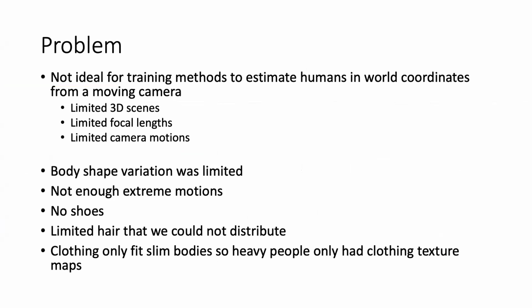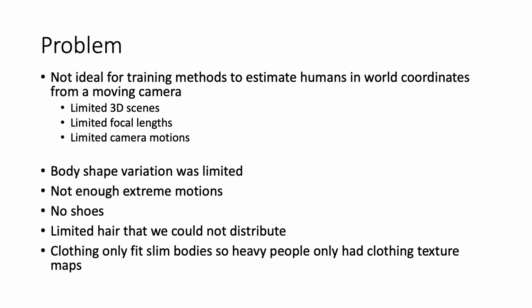But it's not perfect, particularly for this problem we're talking about today, in terms of estimating human pose in world coordinates. It wasn't a perfect dataset. In fact, it has a limited number of 3D scenes and 3D environments, so it's not really a rich 3D structure of the world. It has limited focal lengths, and it also had a fairly limited range of camera motions. In many cases, the camera was static. There were a bunch of other problems with it as well. Body shape variation was very limited. There weren't enough extreme motions. There were no shoes on anybody, limited hair, and we weren't allowed to distribute the hair. With BEDLAM, we distribute everything we can so other people can use it.